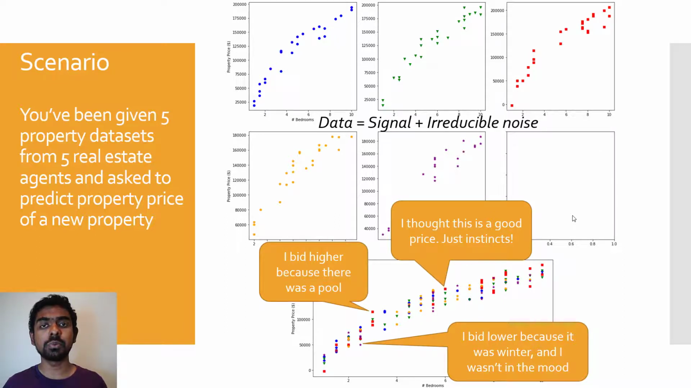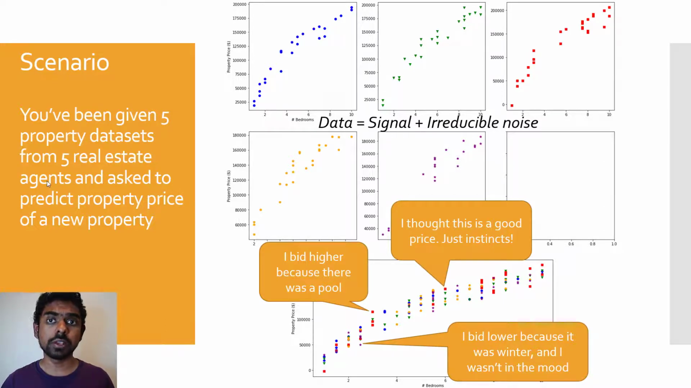However, whether there is a pool or not is not part of the features we're interested in, so it looks like noise in our modeling case. And there might be another person who bids lower because it was winter and they were not feeling that great. And there might be another person who thought it's a good price just because his instincts told him so. Like that, there could be different reasons for this irreducible noise.